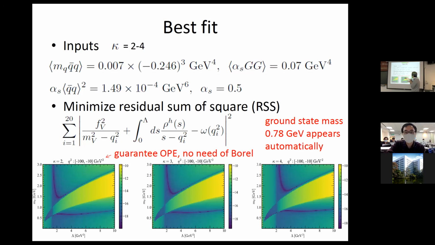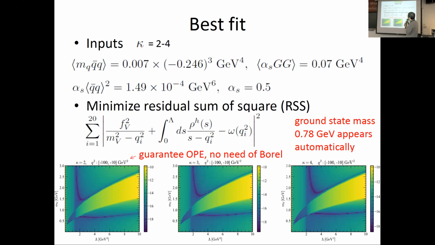For Q squared, the range is chosen above 10, between 10 and 100. In this way, we guarantee that the OPE, the operator product expansion, will hold. We don't need the Gaussian form, because when Q squared is large enough, the higher power contributions are suppressed. So we just do it in Q space. Then this is the result.